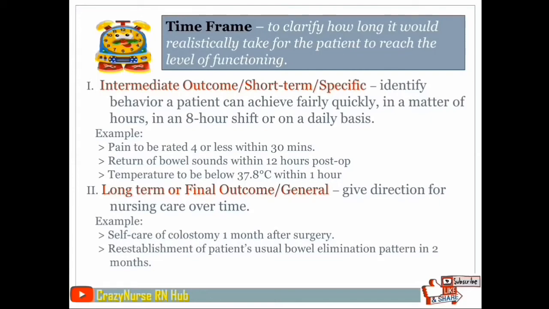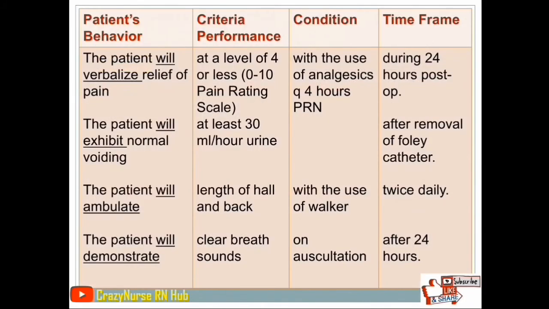We also have long-term or final outcome or general. It gives direction for the nursing care over time. Examples are self-care of colostomy 1 month after surgery. Also, re-establishment of patient's usual bowel elimination pattern in 2 months. These are the examples of your patient behavior, criteria performance, condition, time frame in a sentence form.